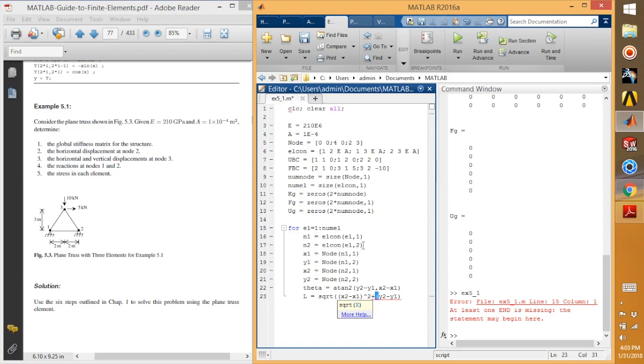Right, so we will have cos theta as well as sine theta.